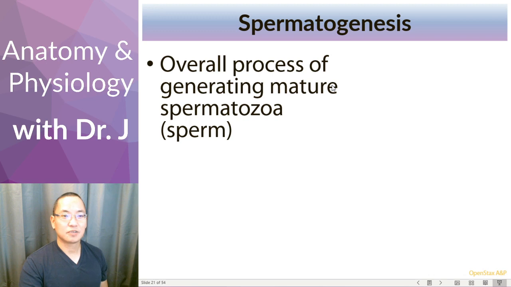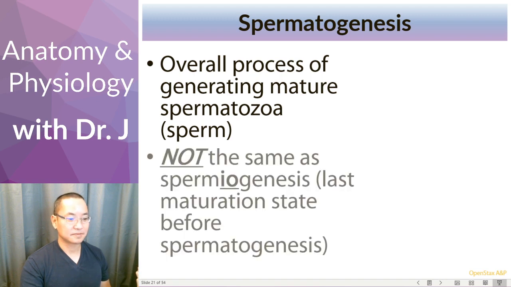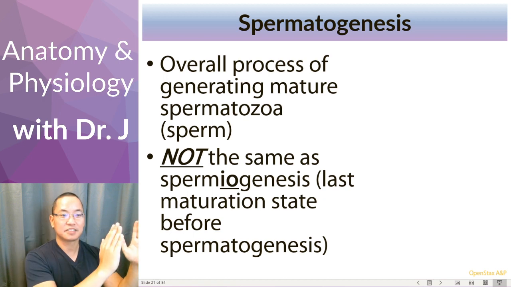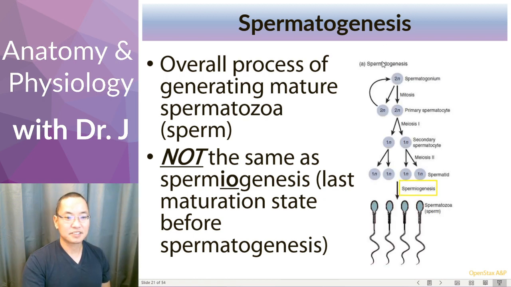Now, spermatogenesis is the overall process. We're just talking about how you generate sperm from stem cells. So it's not the same as spermiogenesis. Again, very, very similar, and if there's an open-ended question or a fill in the blank, they're not the same. Spermiogenesis is the last maturation stage of spermatogenesis. So spermiogenesis is part of spermatogenesis. Spermatogenesis is the overall big process of generating sperm, whereas spermiogenesis is only that last part, going from spermatids to form mature spermatozoa.